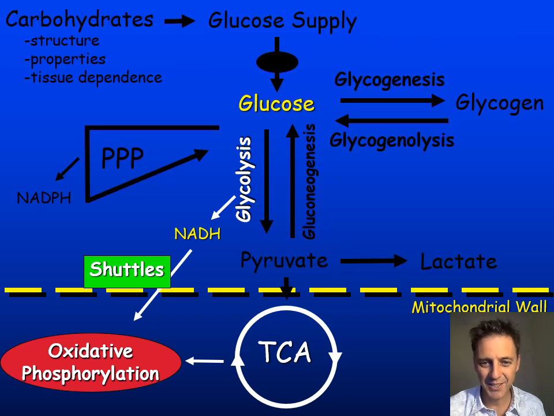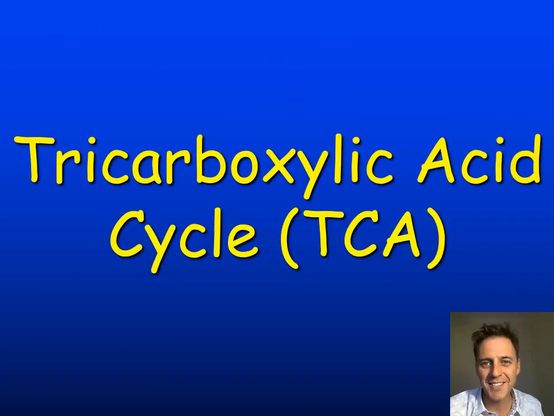But in this lecture, we're going to look more specifically at the TCA cycle and how that is coupled with oxidative phosphorylation to generate a whole stack of ATP. In addition, we'll look at how the glycolytically produced NADH is linked with oxidative phosphorylation by these electron shuttles. So let's start with the TCA cycle.